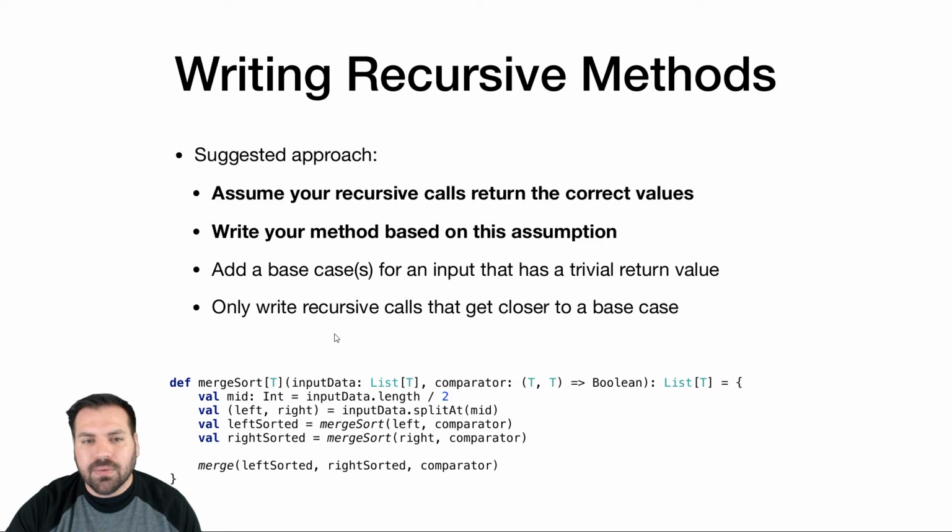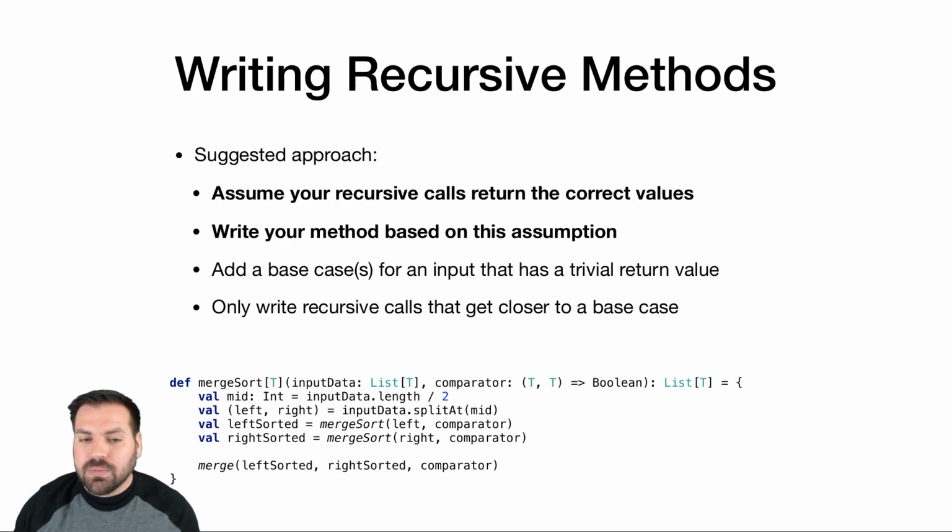So when I write mergesort, I'm going to assume that my recursive calls are going to magically return the correct value. So I'm going to assume that left sorted and right sorted are in fact the left half of this list in sorted order and the right half of this list in sorted order. I'm just going to flat out assume that.